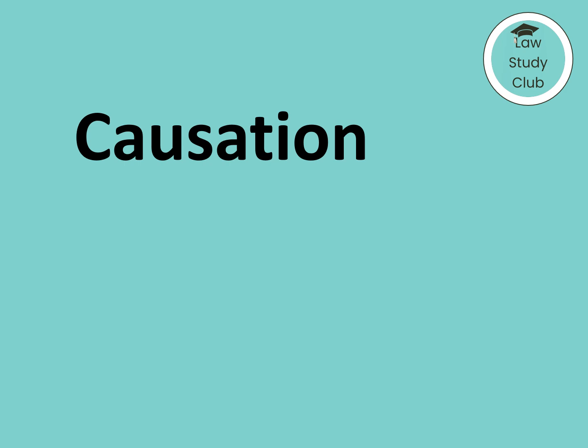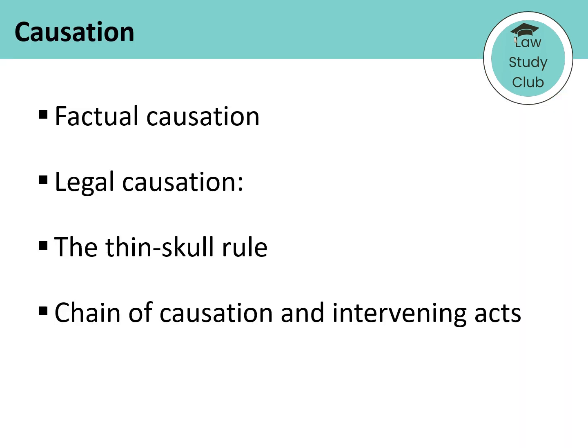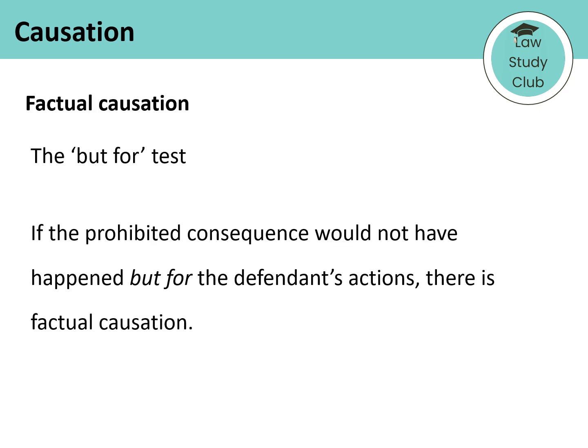Causation is a really important concept in criminal law that needs to be considered whenever you're looking at any consequence crime like the fatal offences, ABH or GBH. In this tutorial we're going to start with factual causation and then move on to legal causation, thinking about how legal causation works, the thin skull rule, and finally the chain of causation.